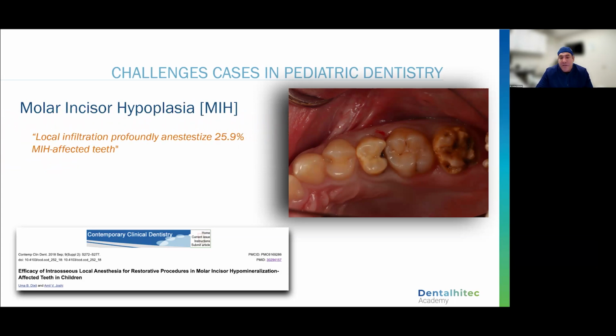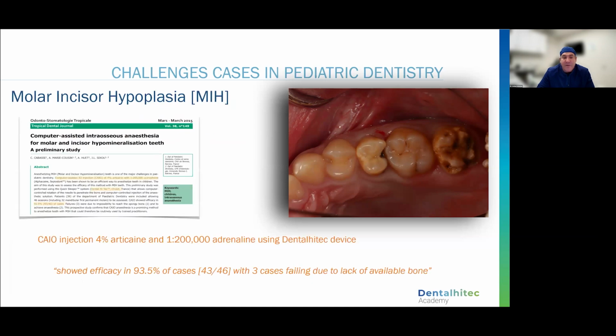And we know that trying to do this as a block with a hypoplastic tooth, the numbers are very poor. But in this study, 88.9%. I'll take that any day of the week. And I find, again, my success rate is even higher than that.